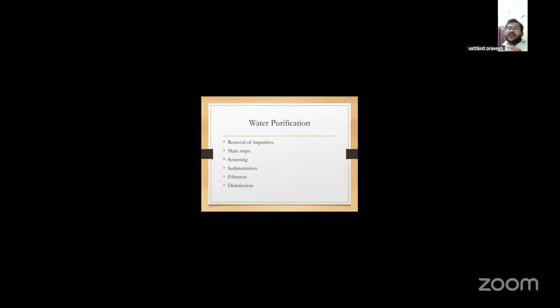What is filtration? Filtration is the removal of fine suspended particles and microorganisms. What is the process? Water is passed through the filter media, usually sand, gravel, and activated carbon, which remove impurities from the water. Types of filtration: slow sand filtration, a biological filtration giving high quality output, and rapid sand filtration, a faster filtration used in treatment plants. What is the importance of filtration? It removes the remaining turbidity, reducing the bacterial load.